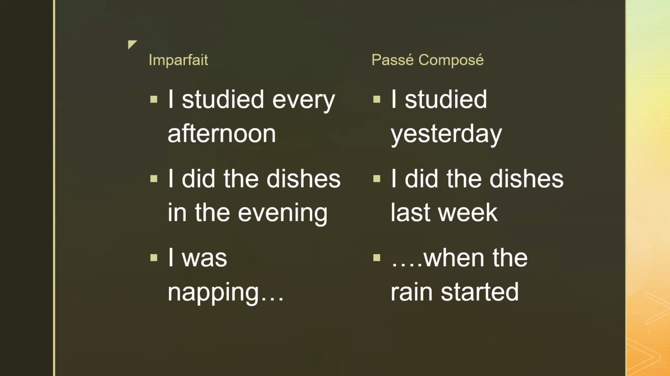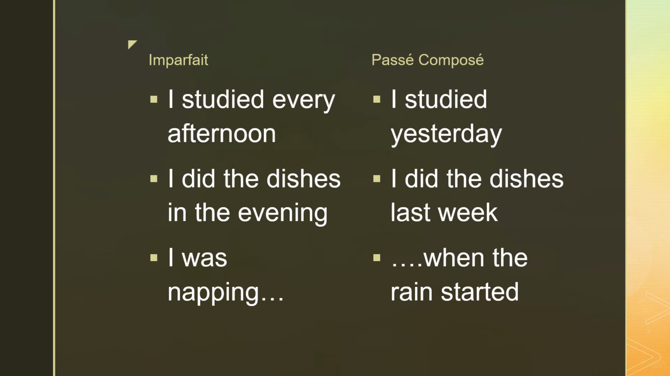On the bottom, I have these two pieces that go together. I was napping when the rain started. So you have, this is interrupted versus completed. So what was happening? I was napping. What interrupted the napping? Oh, the rain. So the thing that was interrupted, I was napping, would be the imparfait. The thing that interrupted it, the completed action, would be the passé composé.